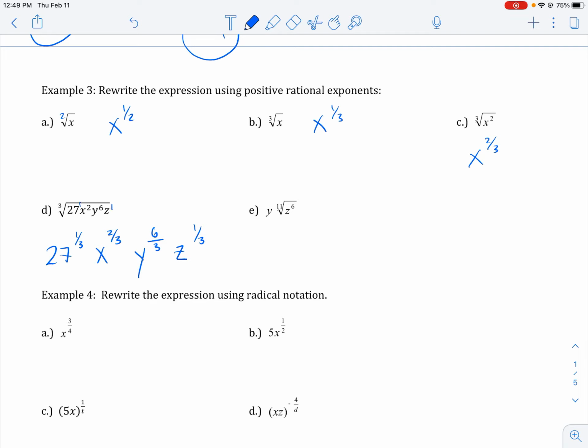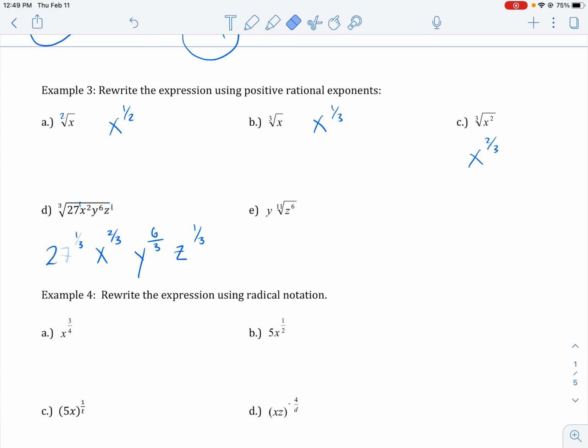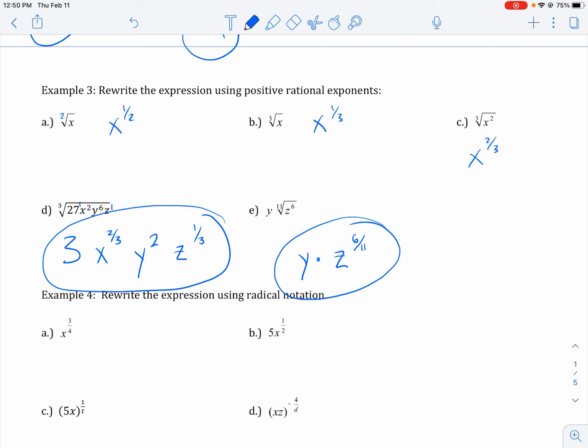But we can simplify this, because we know what 27 to the 1/3 power is. That's just a 3. And then this guy right here, 6 divided by 3, that's just a 2. And there it is simplified. And then finally over here, this is going to be y times z raised to the 6 over 11 power.